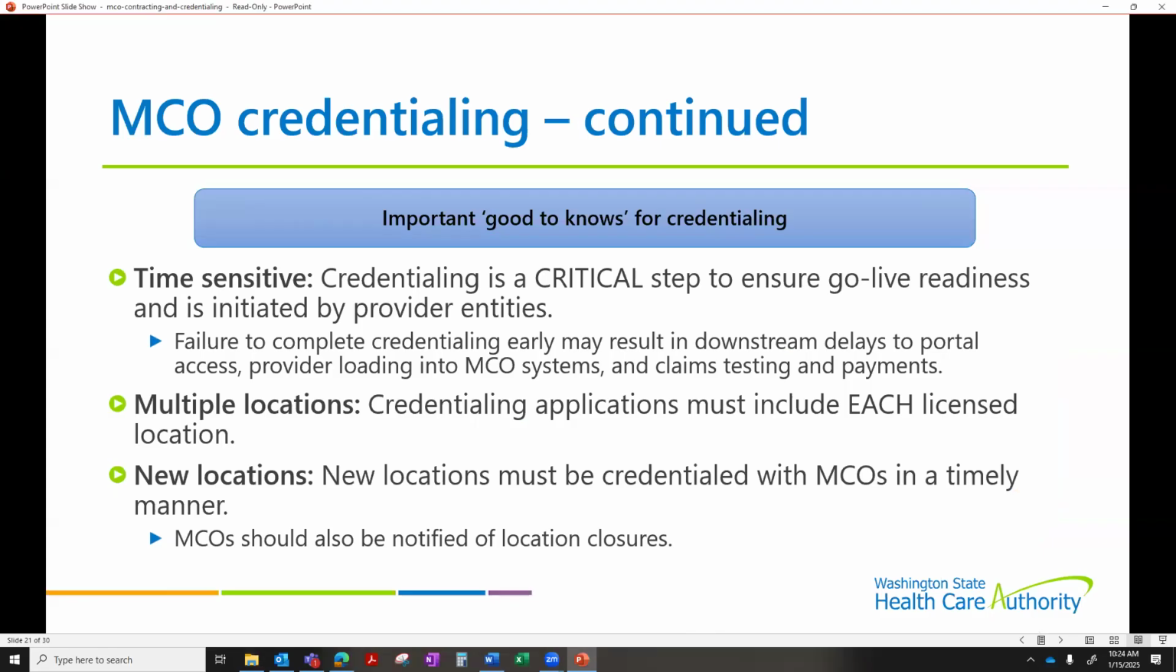All right, just some need to know and good to know information here. Credentialing is a critical step to ensure go live readiness and is initiated by provider entities, so by the jails themselves, the facilities themselves. Failure to complete credentialing early may result in downstream delays to portal access, provider loading into MCO systems, and claims testing and payments. Credentialing applications must include each licensed location, and new locations must be credentialed with the MCOs in a timely manner. And if any of those locations close as well, the MCOs need to be notified.